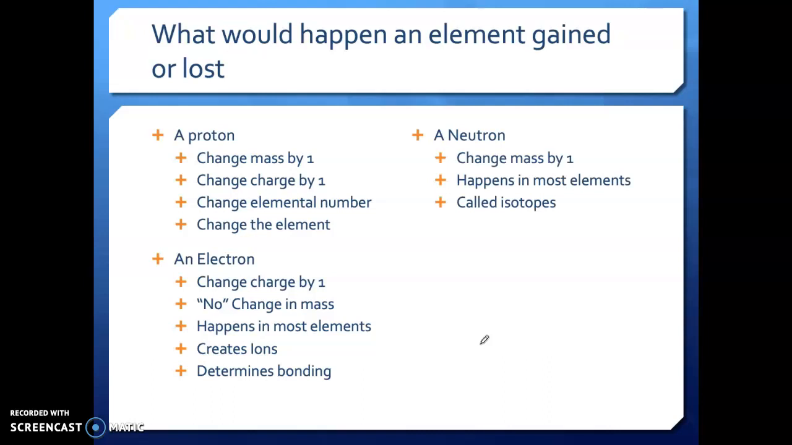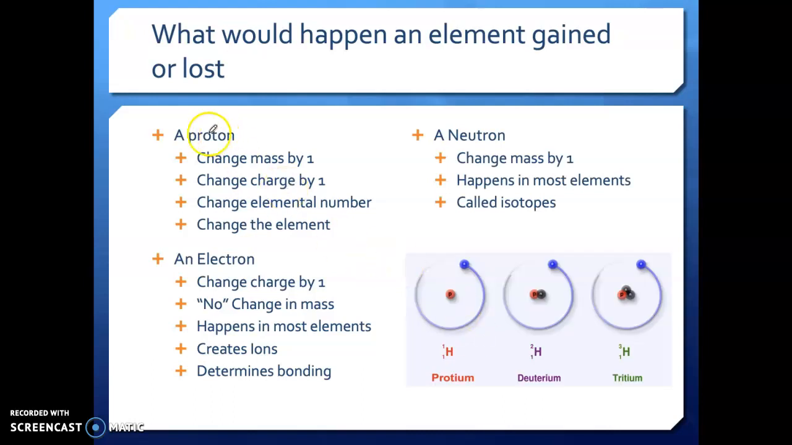So this is just some hypothetical situations. If I were to change a proton, the mass would change, the charge would change, but so would the element. The identity would change. And that's the biggest thing for you to understand right now: protons determine identity. Electrons change charge, causing ions. Going back to the plasma, ionization is electrons being lost or gained. And neutrons change mass. It's called an isotope.